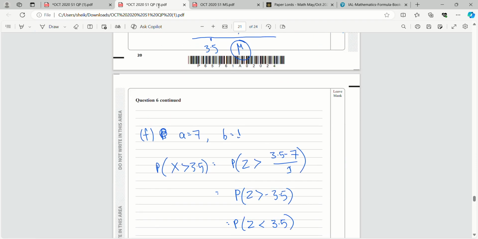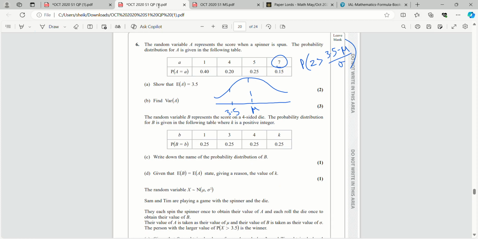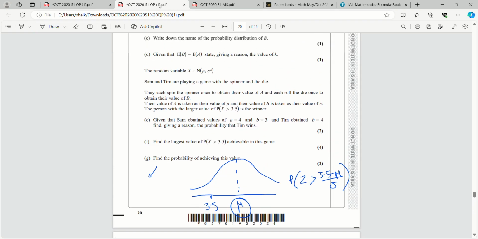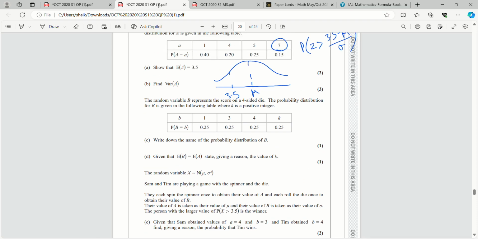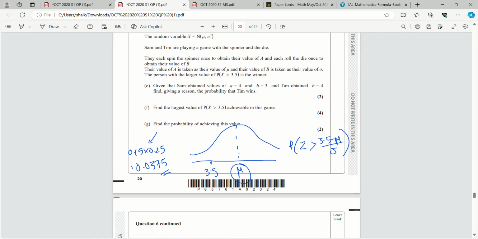Next, find the probability of achieving this value. Alright, so for achieving this value, I need A equals 7 and B equals 1, right? So I'm simply going to be multiplying them. A equals 7 is 0.15 and B equals 1 is 0.25. So part G, all you need to do is multiply those values. 0.15 and 0.25, and that is 0.0375. And that's it for this question.